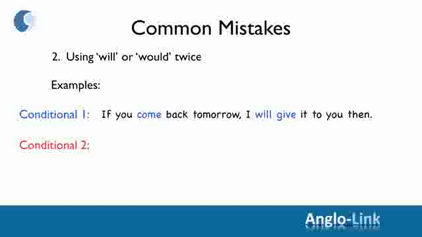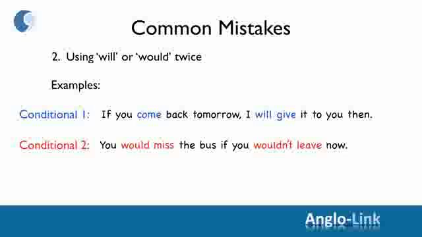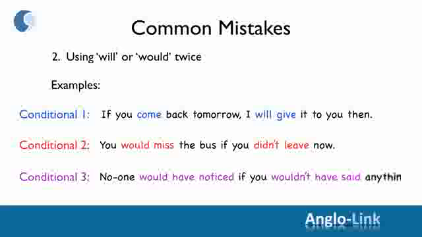Let's look at a conditional 2 example. You would miss the bus if you wouldn't leave now. Again, two words, and we should eliminate the would in the if clause. And use the past simple. You would miss the bus if you didn't leave now. And finally, an example in conditional 3. No one would have noticed if you wouldn't have said anything. Once again, no would in the if clause. So wouldn't have changes to hadn't, past perfect. No one would have noticed if you hadn't said anything.